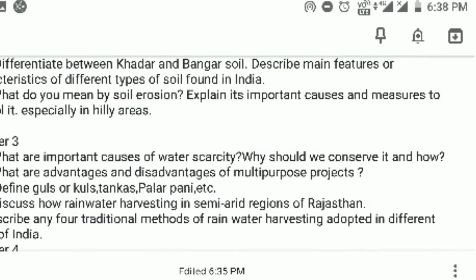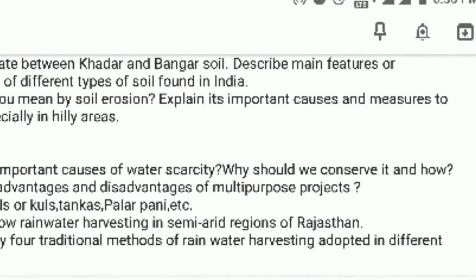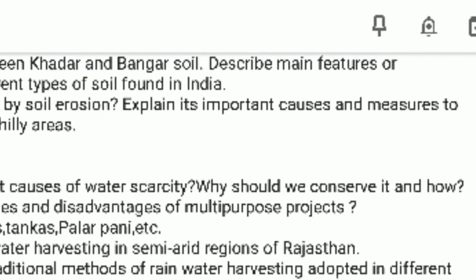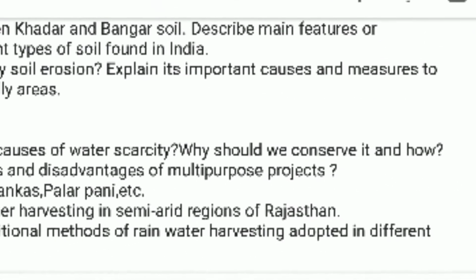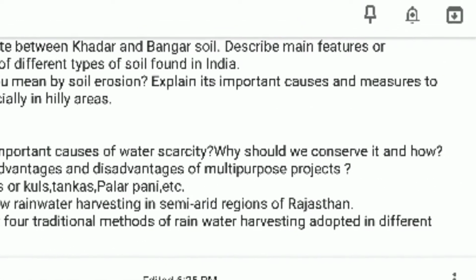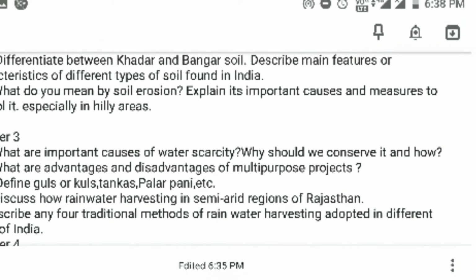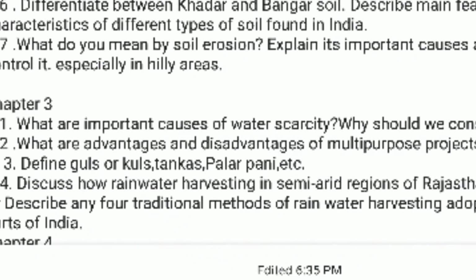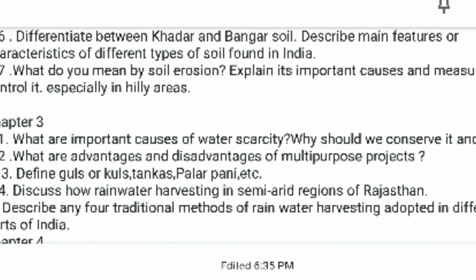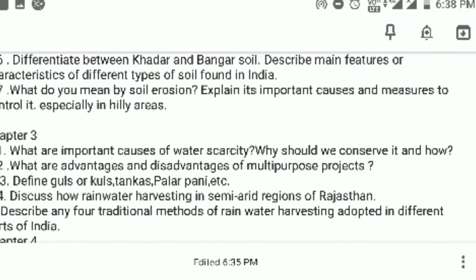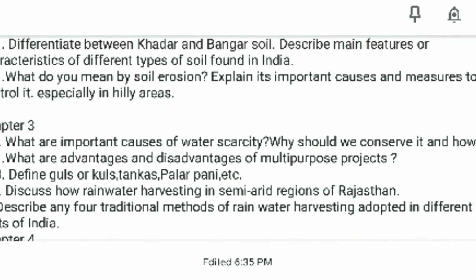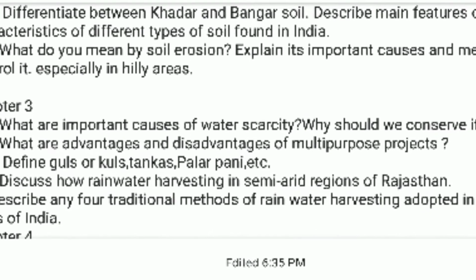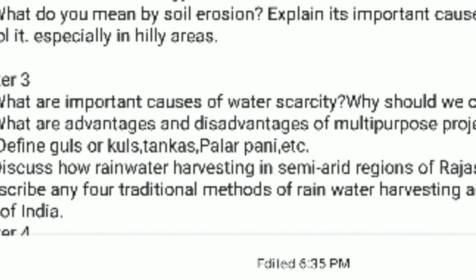Jawaharlal Nehru called multi-purpose projects the temples of modern India. Why? Because of their advantages. So you have to keep it in mind, and a map question may be asked from this chapter on this basis. Also different types of rainwater harvesting methods, especially in Rajasthan, Gujarat, in mountainous regions, and important terms.